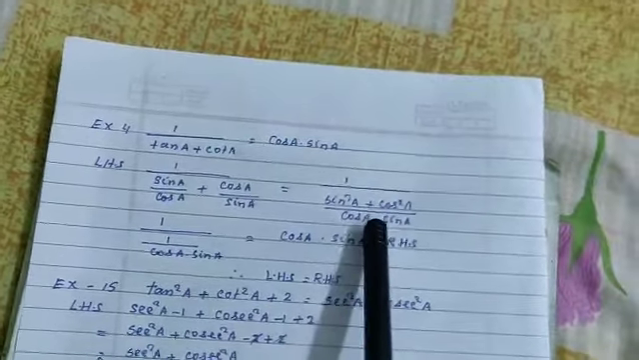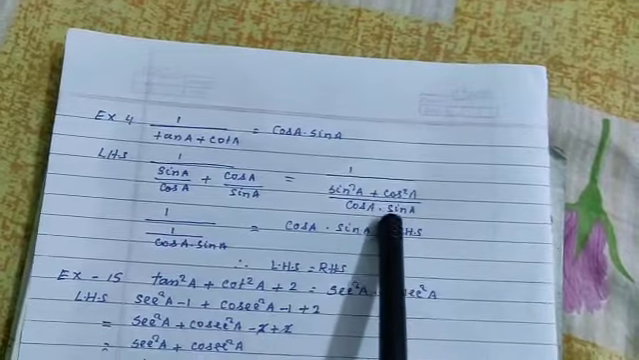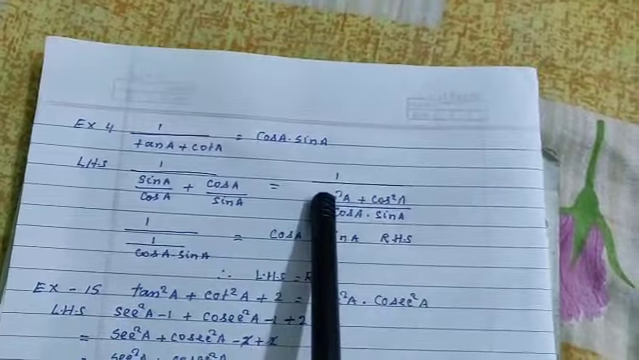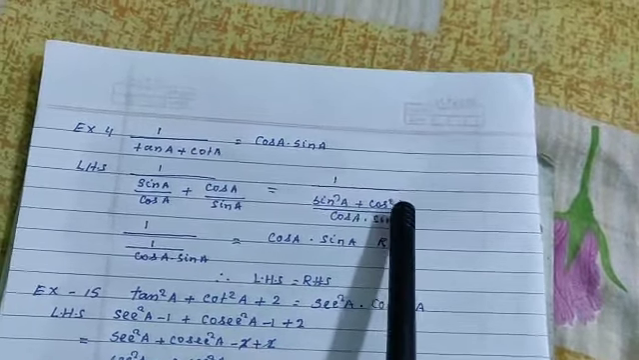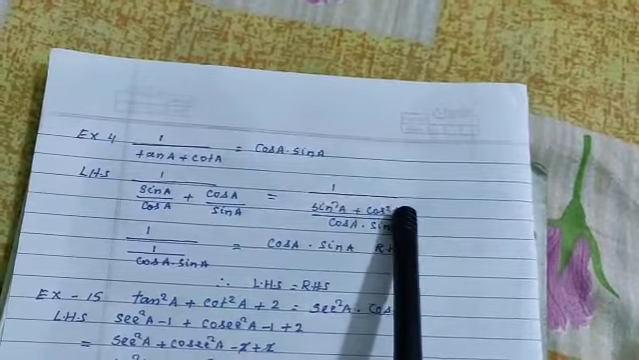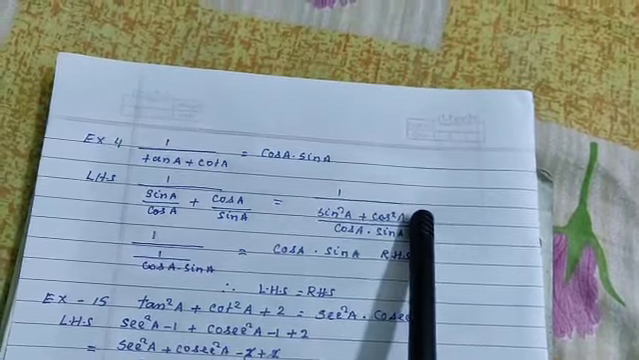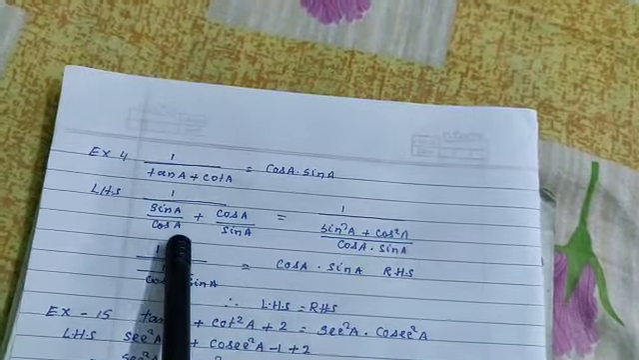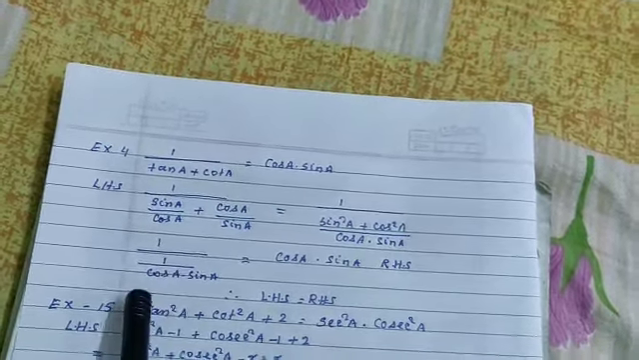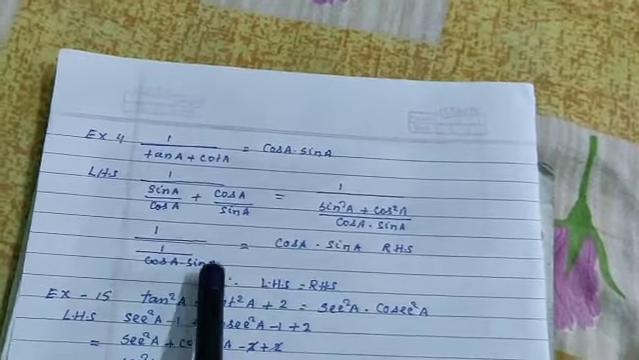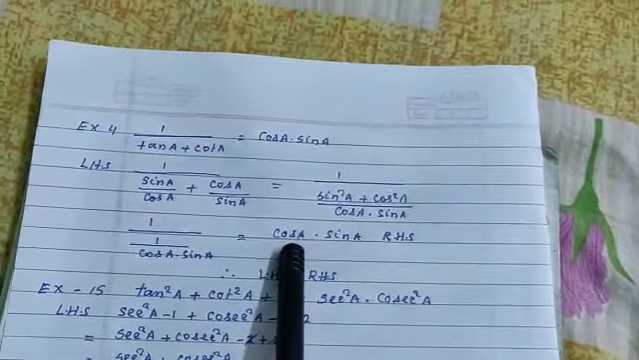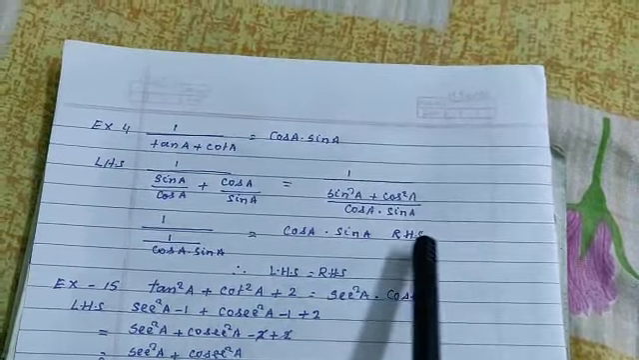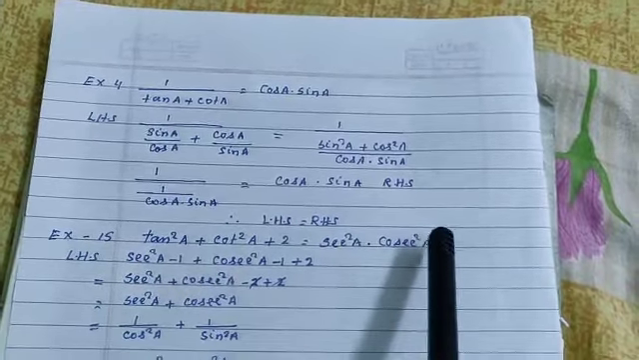Now 1 by, we take the LCM cos A and sin A, which gives sin square A plus cos square A. Now we substitute the formula sin square A plus cos square A is equal to 1. Therefore 1 by 1 by cos A into sin A. After reciprocating we get cos A into sin A, which is RHS. Therefore LHS is equal to RHS.